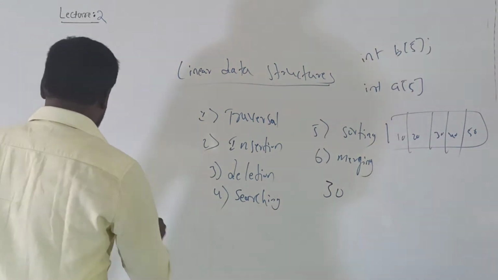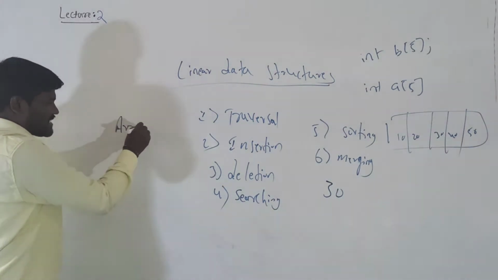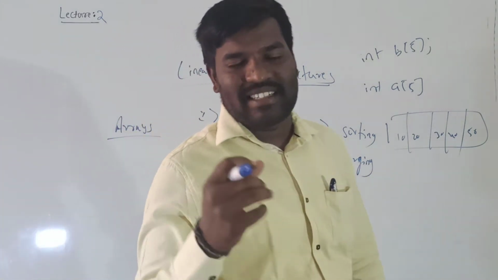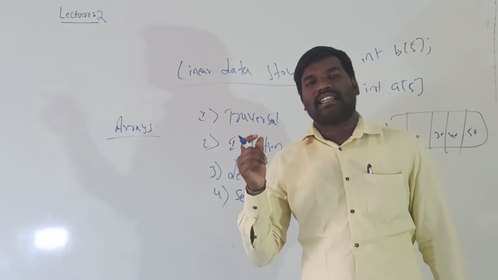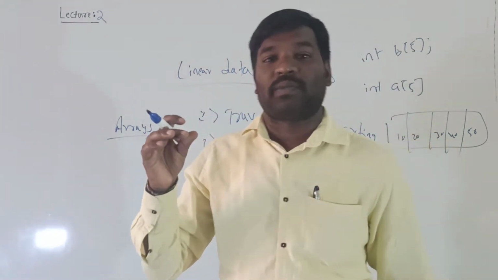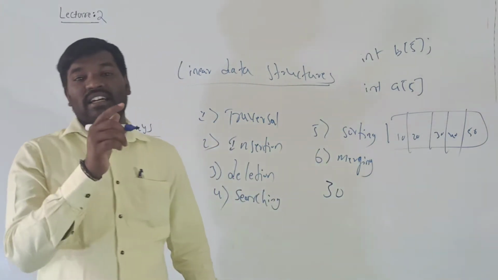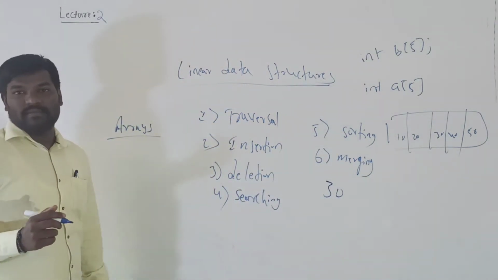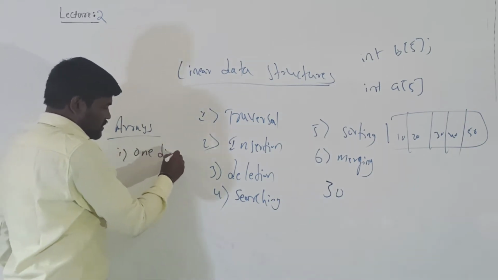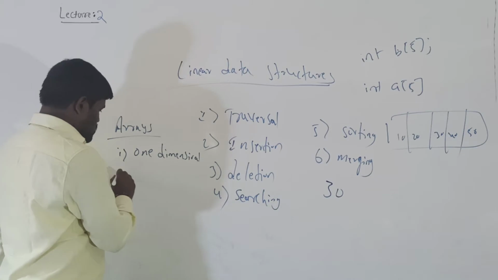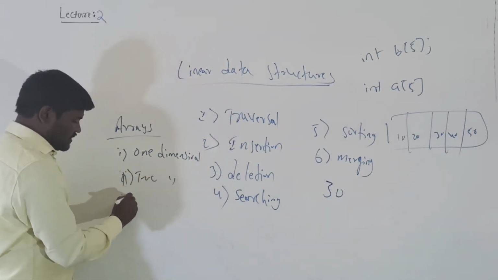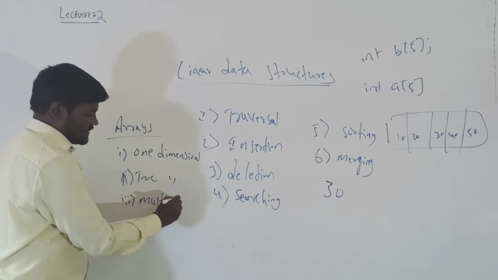Next is arrays. In the last class we already discussed what is an array and what are the types of arrays. I already said that an array is nothing but the collection of homogeneous data elements. Homogeneous means similar kinds of data elements can be stored under a single name, that is nothing but the array. First one is one dimensional, two-dimensional, and third one is multi-dimensional arrays.